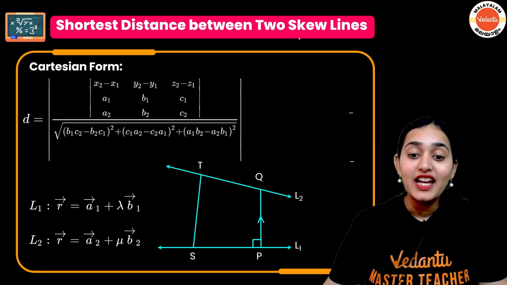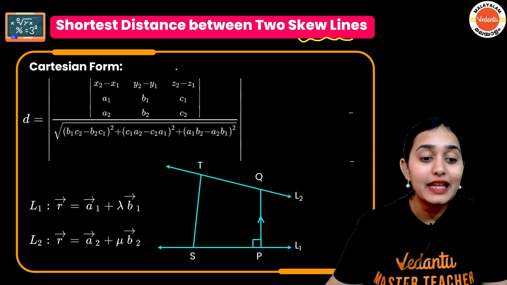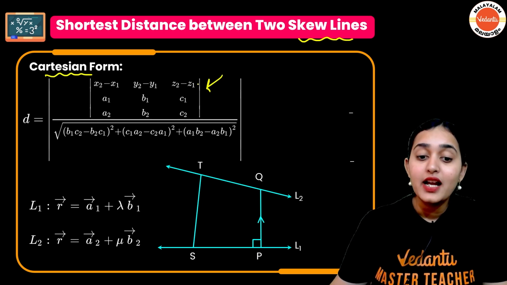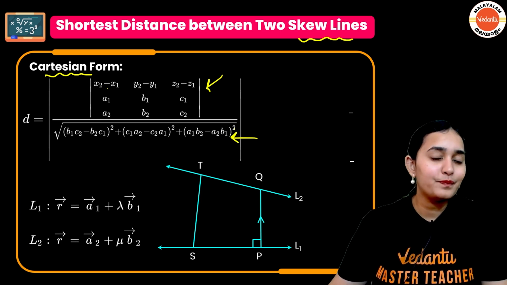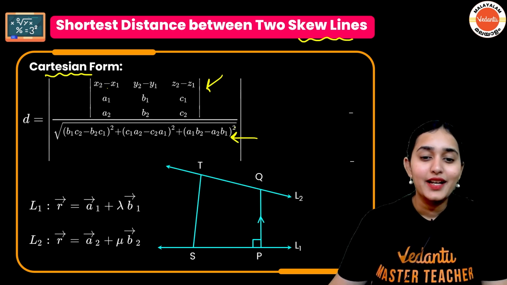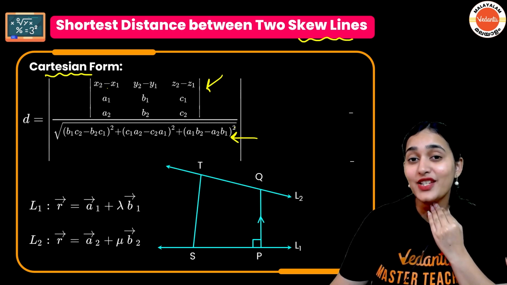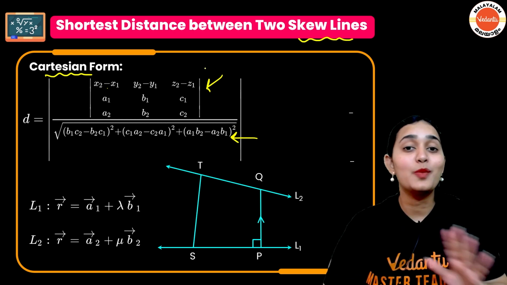Now similarly, if your lines are skew lines and you have the Cartesian form, the Cartesian form will have this formula: the determinant of x2 minus x1, y2 minus y1, z2 minus z1, a1 b1 c1, a2 b2 c2, upon this. I can't say I'm very sure, but I'm like 80% sure that this formula will not be asked in the question paper.